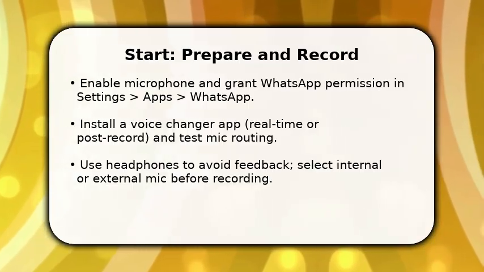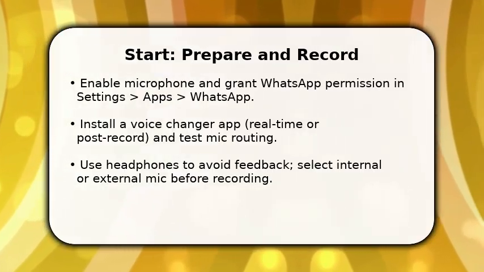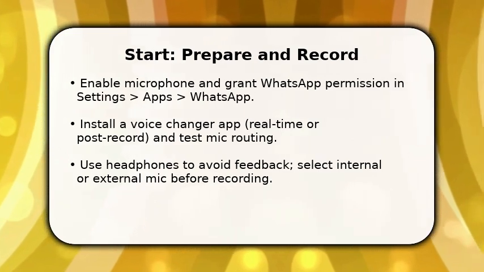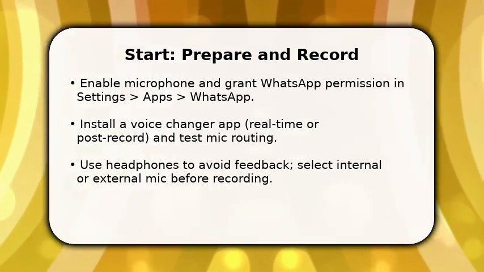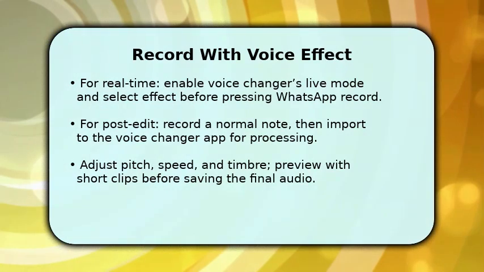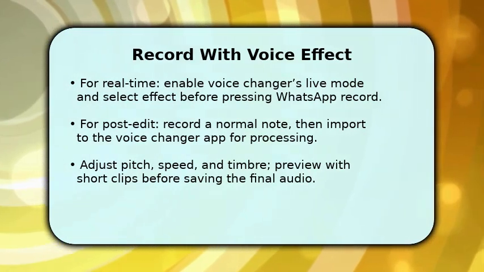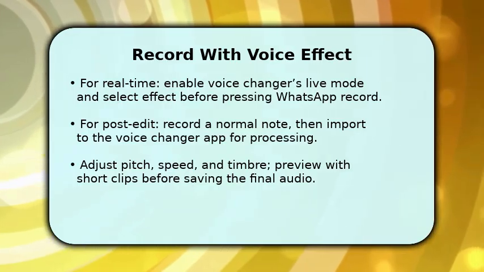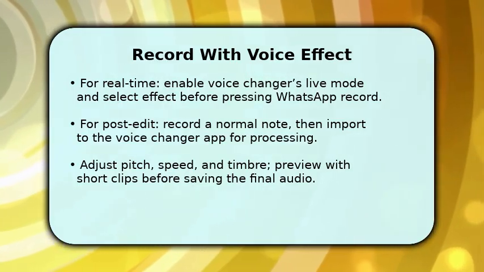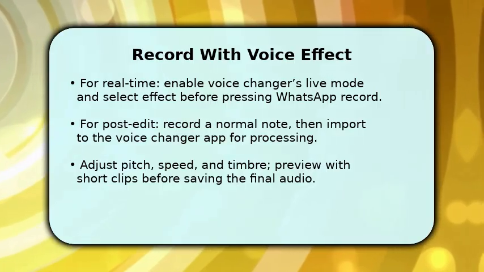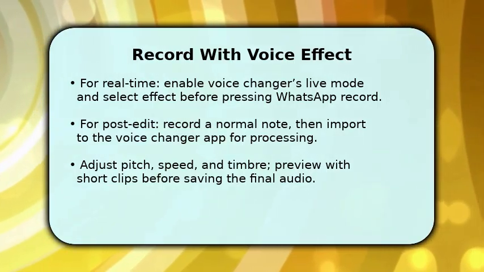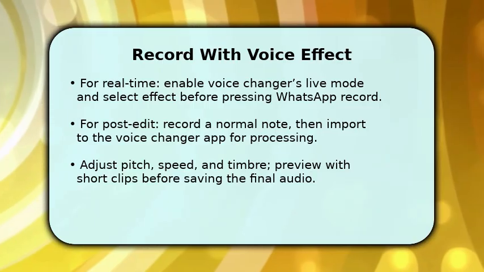Make sure the voice changer's audio routing is set to feed system sound or the microphone input, so WhatsApp records the altered voice. Now you'll actually create the altered voice message. If you chose real time, open the voice changer and enable live mode, pick your effect, and then press and hold WhatsApp's record button, speak naturally and release when done.